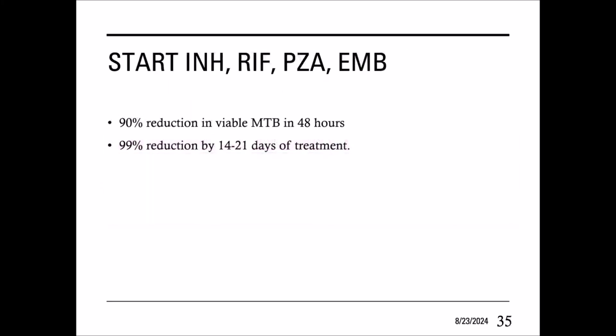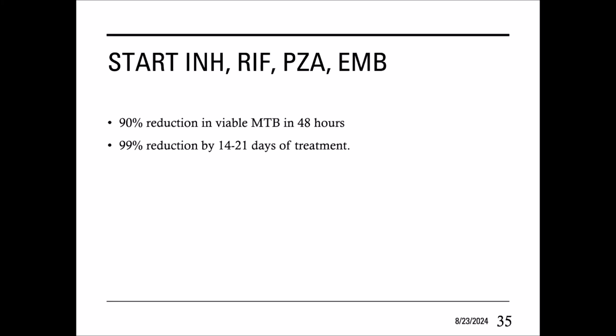So the scientists, when they did this review of the literature, went back and found scientific data showing that when you start someone on 4 TB drugs, you have a 90% reduction of viable tuberculosis in the sputum in 48 hours. In other words, after 2 doses of medicine, there's a 90% reduction in the sputum.